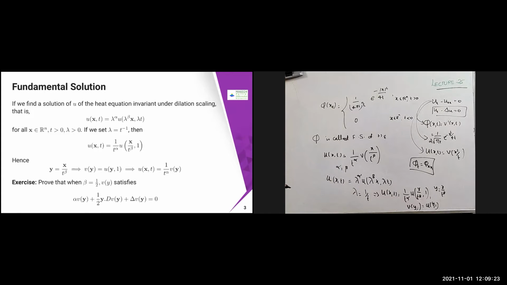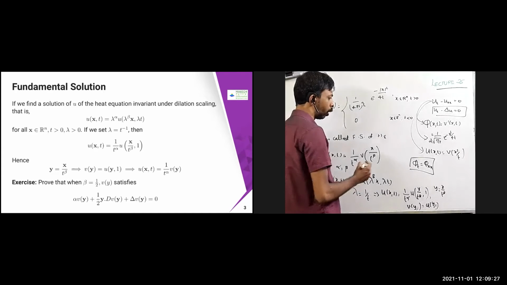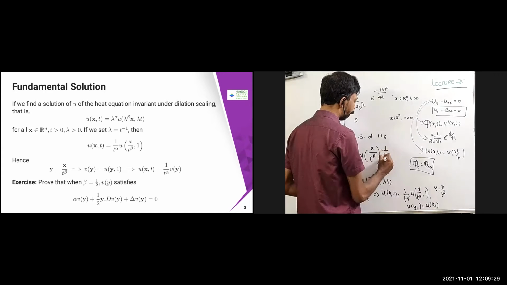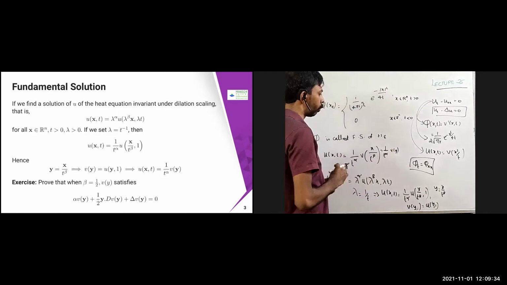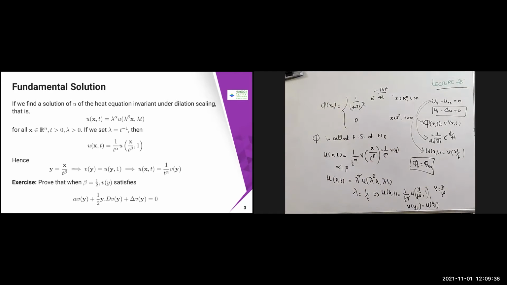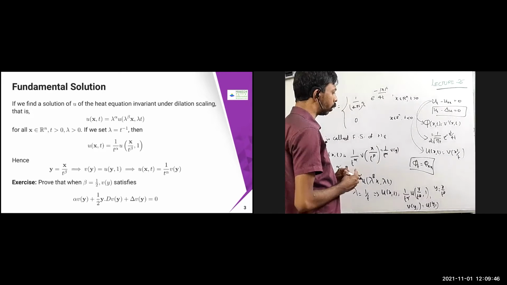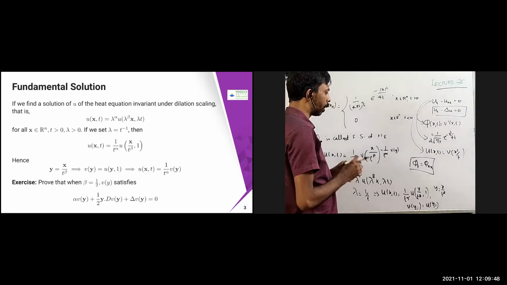So therefore what you are going to get is u of x comma t is going to become like 1 by t power alpha into v of y. In particular, v of y is going to become like u of y comma 1. Therefore u of x comma t is going to become 1 by t power alpha into v of y. So from this one, what you can prove, I'm just leaving it to you as an exercise.